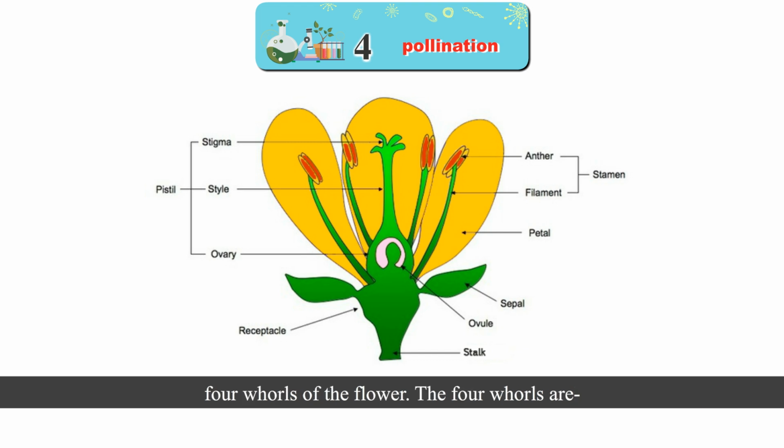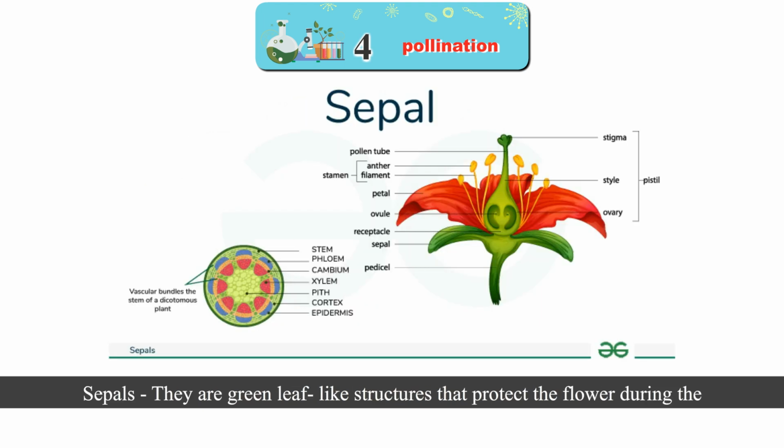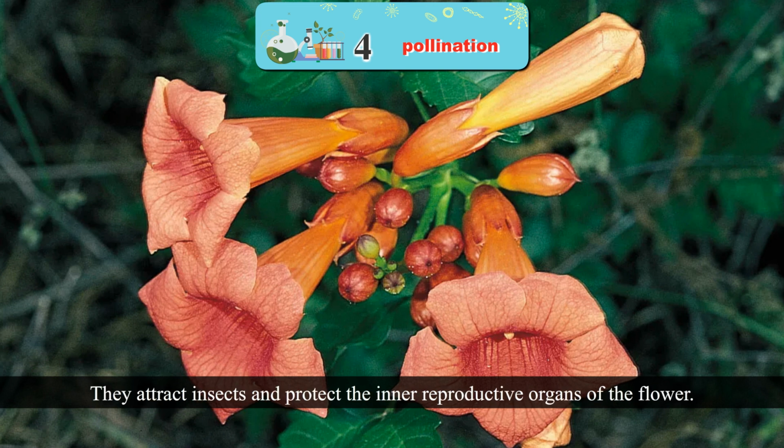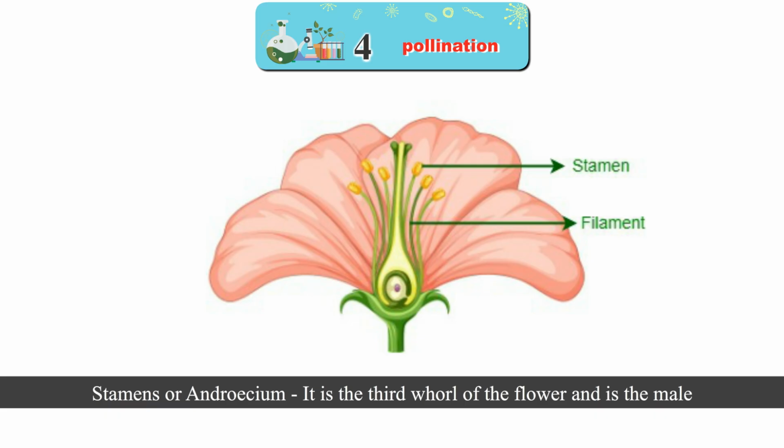The four whorls are sepals. They are green leaf-like structures that protect the flower during the bud stage. They form the outermost whorl of the flower. Petals. They are the brightly colored whorl next to the sepals. They attract insects and protect the inner reproductive organ of the flower.